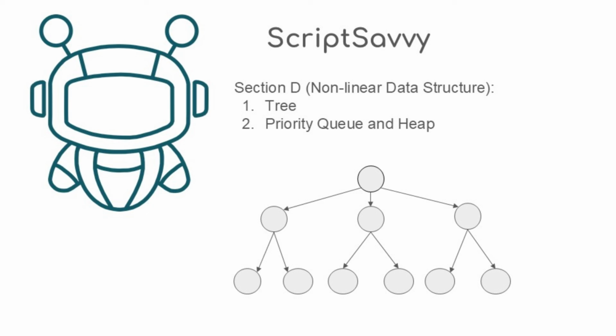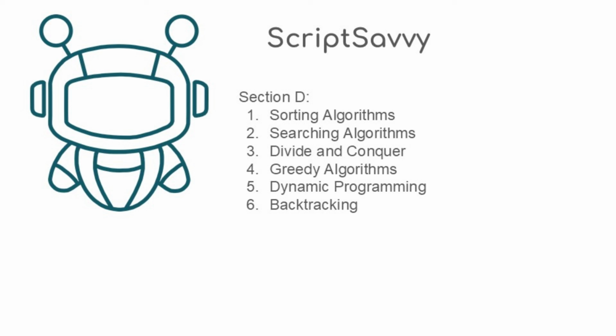Priority queue and priority heap are also implemented using tree structure only, and we'll see it deeply in upcoming videos. Last, section D. In section D, we'll see sorting algorithms and searching algorithms. We'll understand how they work, what are the different searching and sorting algorithms, and what are the differences, how the time complexity differs in them.